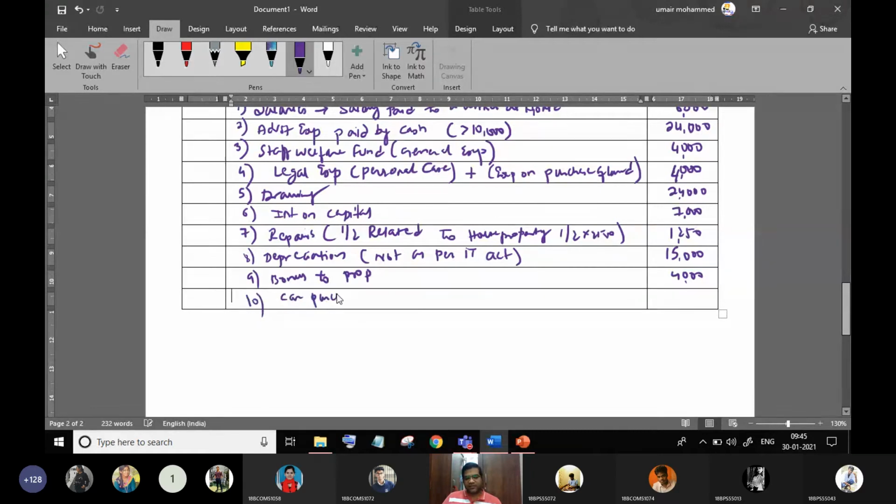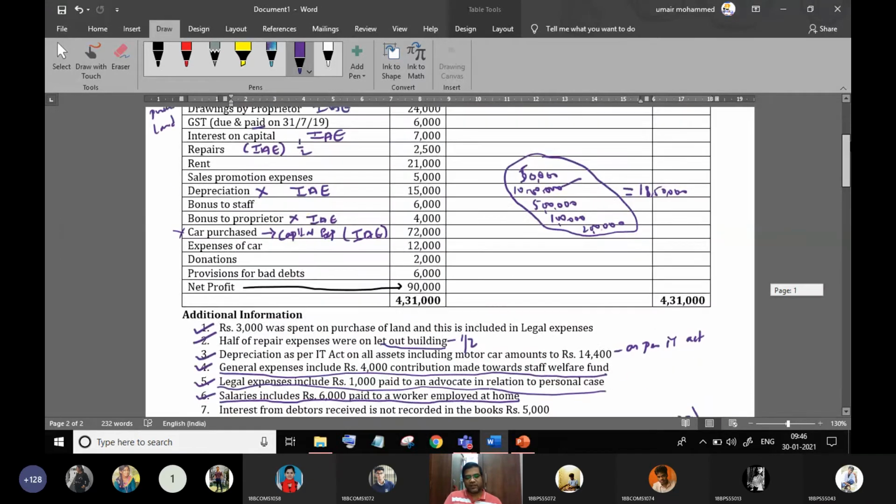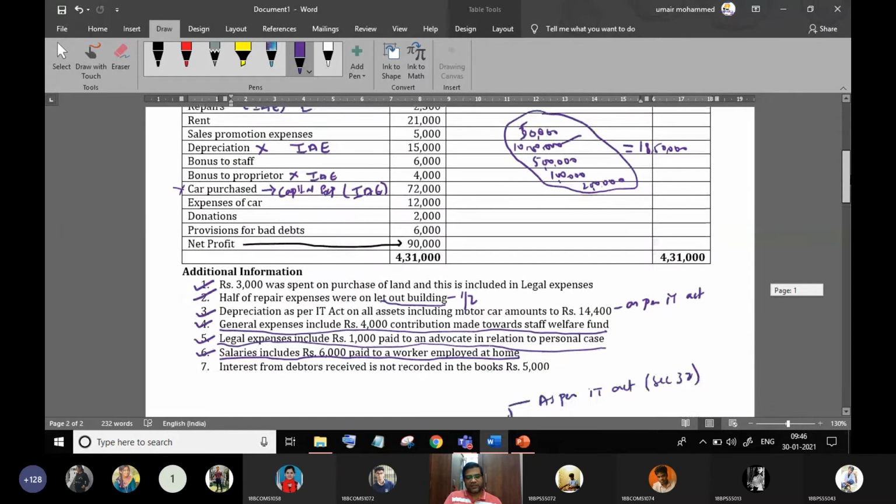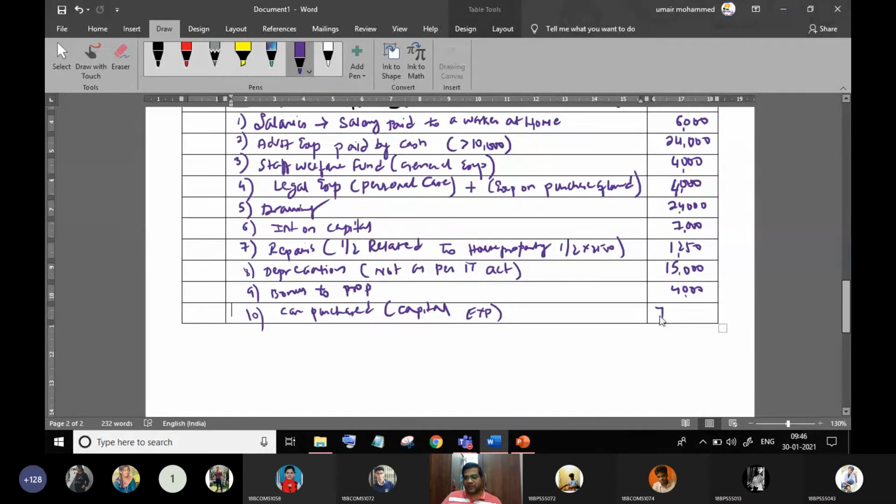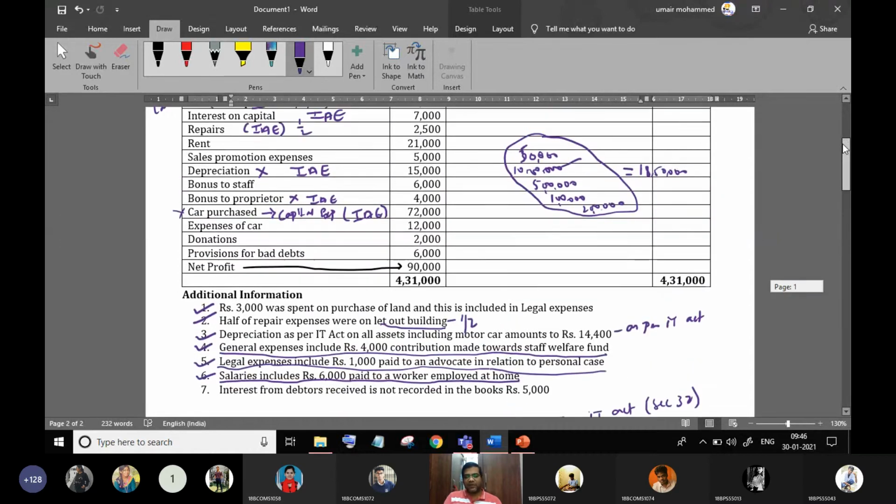Car purchased, capital expenditure, we are not going to record in P&L account. So let's record it here. Capital expenditure, car purchased 72,000. Car purchased is a capital expenditure, but what about the routine maintenance of the car? Car is being repaired, it is given for service periodically. That is permitted. Car expenses are permitted. Repair, petrol, all that are permitted, provided it should be used for business.